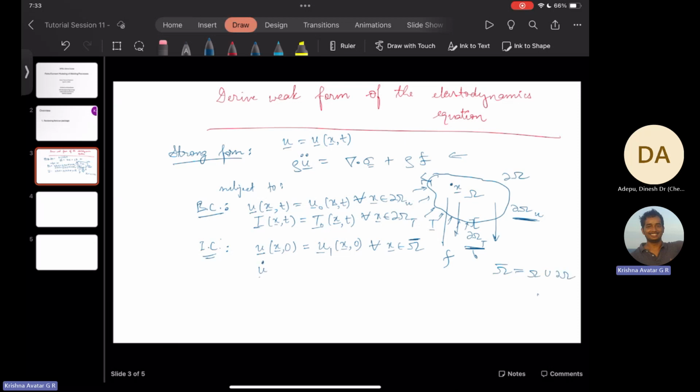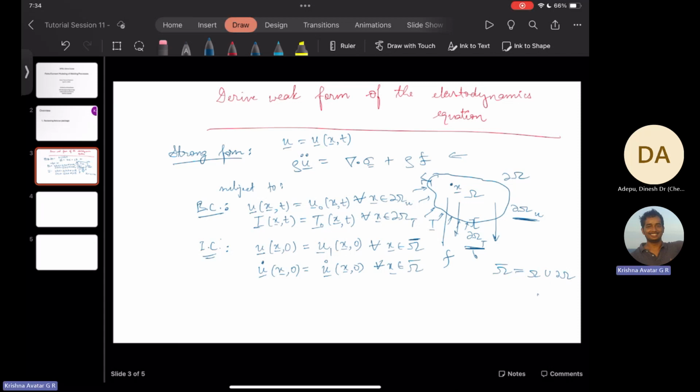And then you'll have u dot vector at 0 to be some, let's call it u2, or anything. This is also the same thing for all x. So this then closes our problem, right? This now is a well-posed problem.